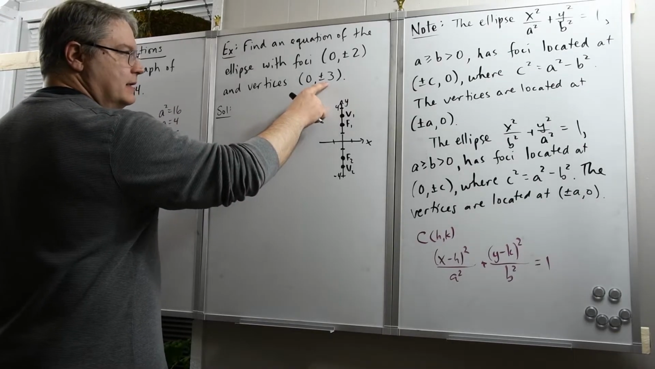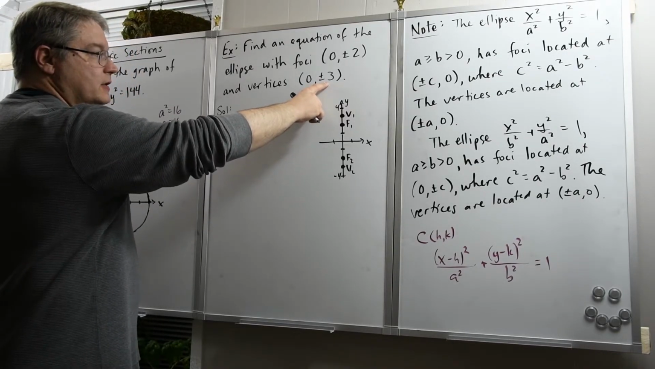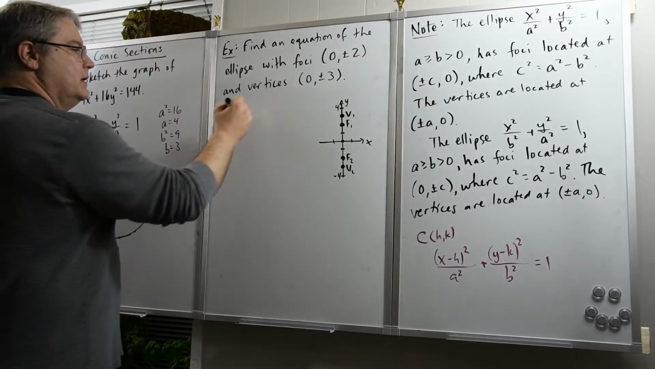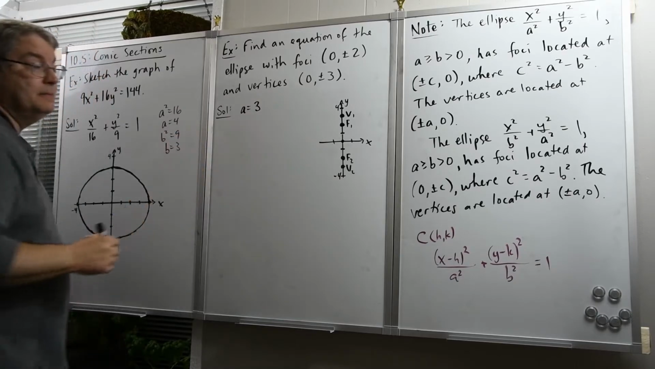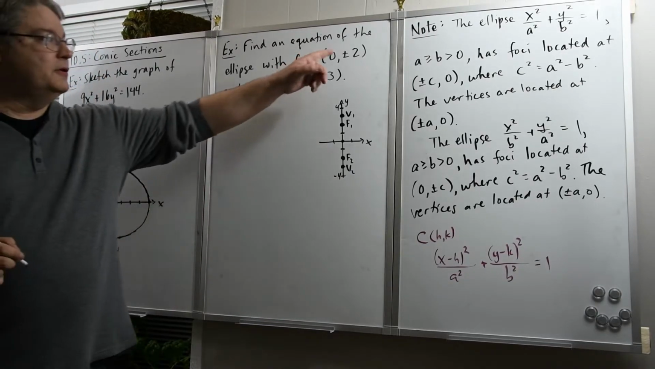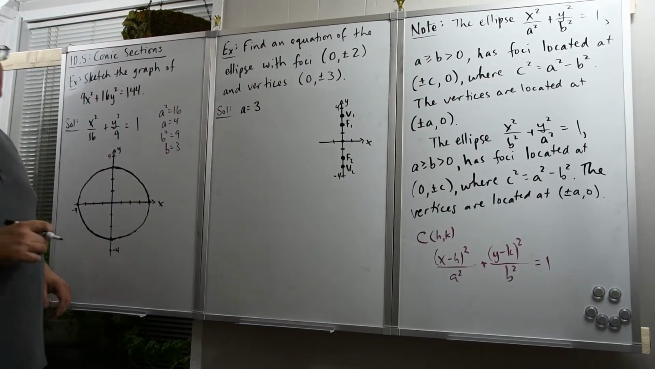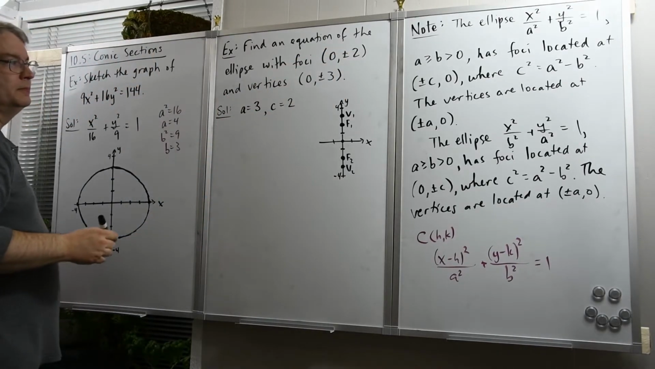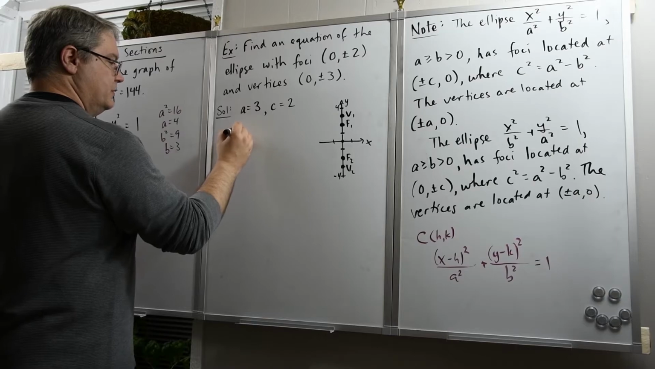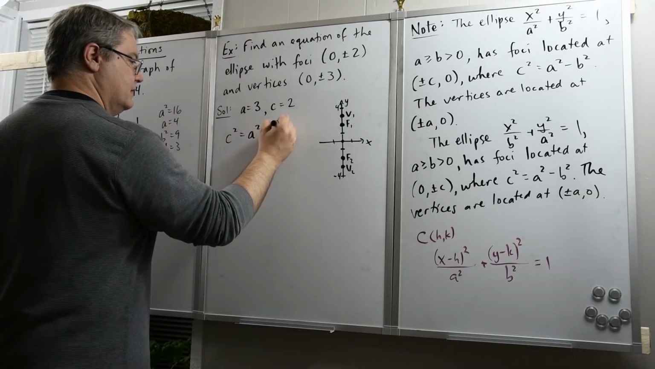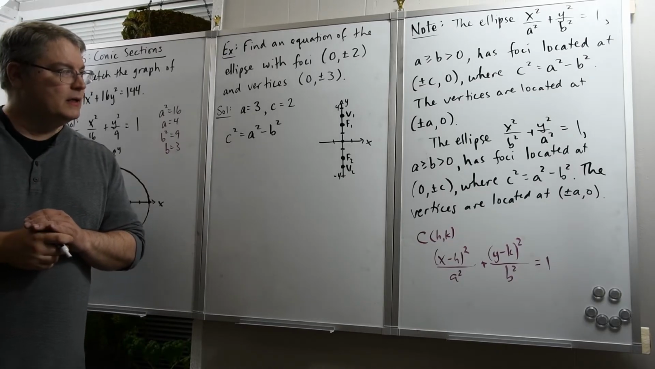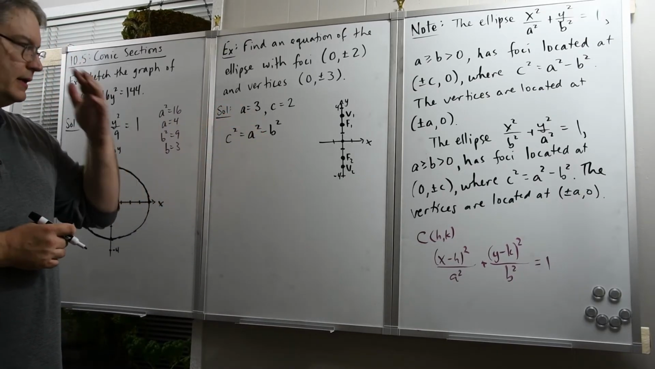Now a is the distance that each vertex is from the center of the ellipse. So we know now that a is equal to 3. Foci are c units away from the center, so we know that c is equal to 2. But we also know that c squared is a squared minus b squared. And it's that relationship between a, b, and c that will enable us to figure out what b is.